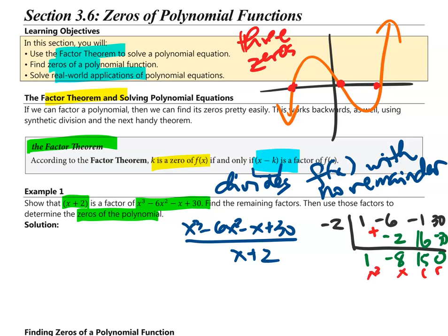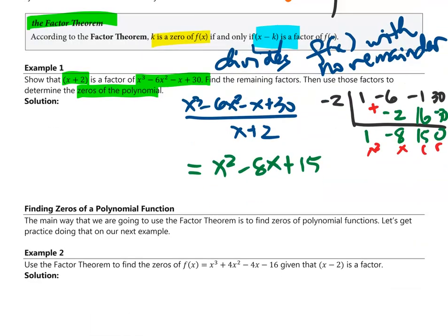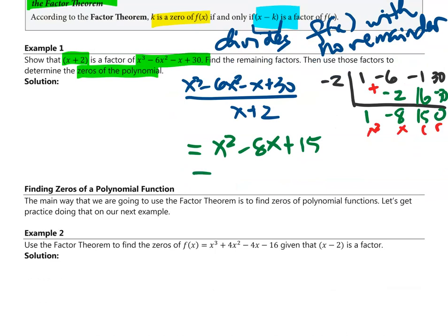So meaning when we divide x cubed minus 6x squared minus x plus 30 by x plus 2, that is equal to x squared minus 8x plus 15. And x squared minus 8x plus 15 is factorable, so we can factor this.